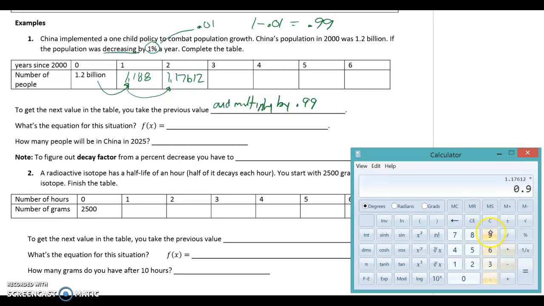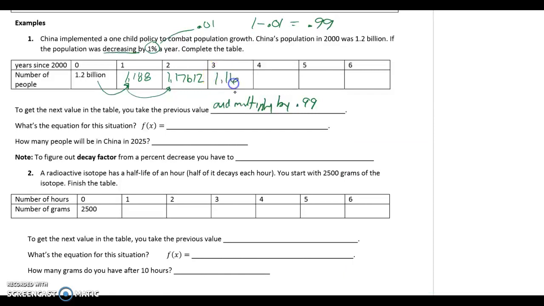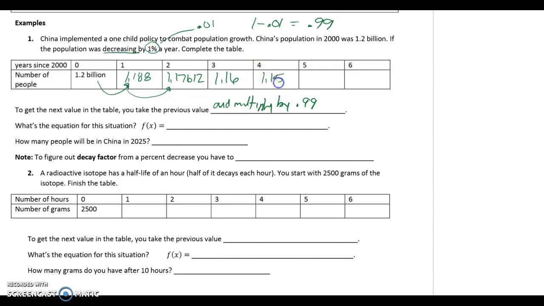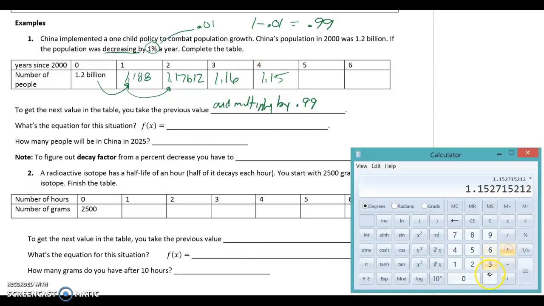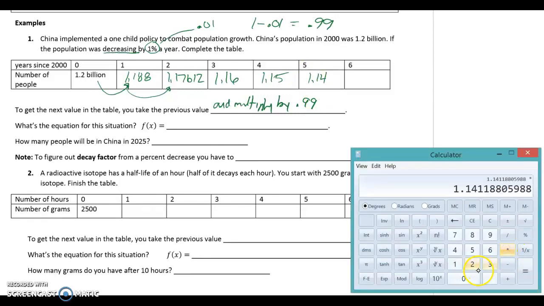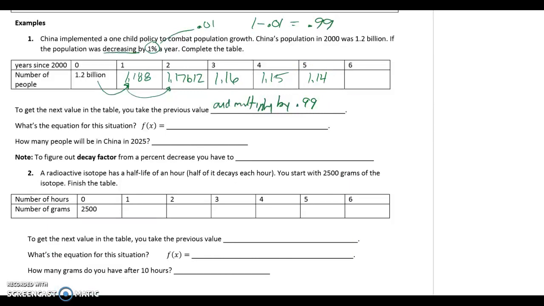Continue that times 0.99. And from this point, let's just round to the nearest hundredth. Let's go 1.16. Take this times 0.99, that'd be 1.15. Take that times 0.99, 1.14. And then take that times 0.99, and that'd be 1.13 rounded.